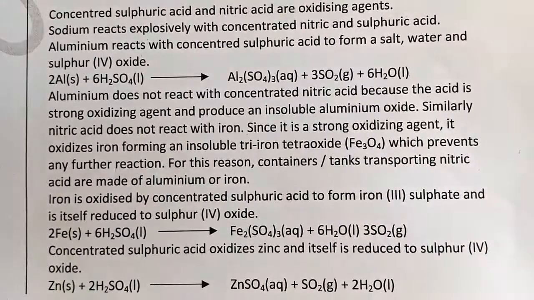So zinc will also react with concentrated sulfuric acid to form zinc sulfate, as well as copper. So iron reacts with sulfuric acid as indicated there by the equation, forming iron 3 sulfate, water, and sulfur 4 oxide gas. Then copper as well will react with concentrated sulfuric acid to form copper 2 sulfate, water, and sulfur 4 oxide as shown.